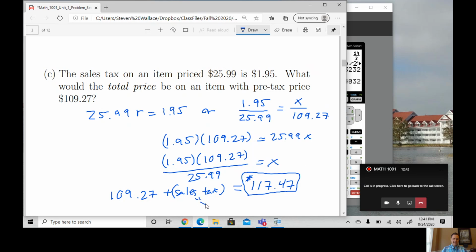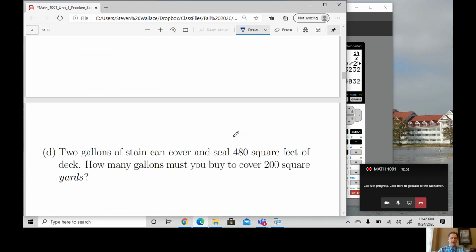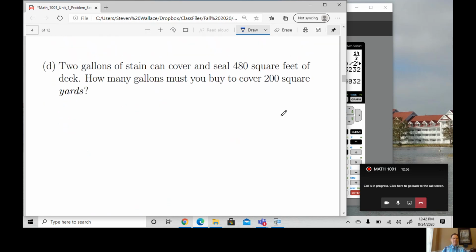Okay? Because the sales tax was X. This was a two-part problem, right? Be careful. Make sure that when you hit submit on your answers that you're actually giving the solution to the appropriate problem. All right, the last one here that's for proportions.